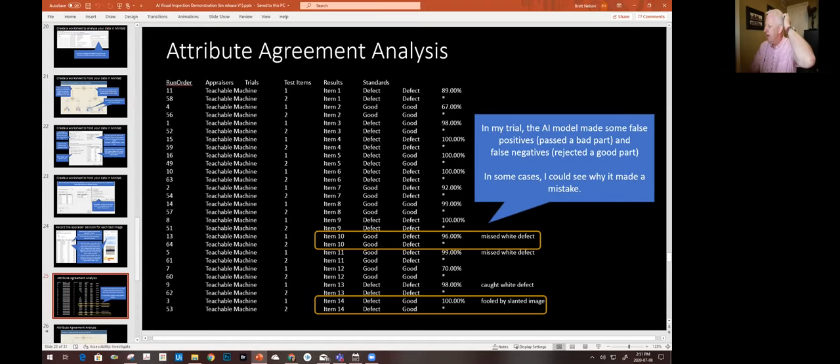Now in my case, and you don't have to do this, I also wrote in what percentage the machine learning model appraised. And so for item 10, the standard was it was good. Like I had decided that it was actually a good part, but the computer said it was a defective part and was 96% sure.